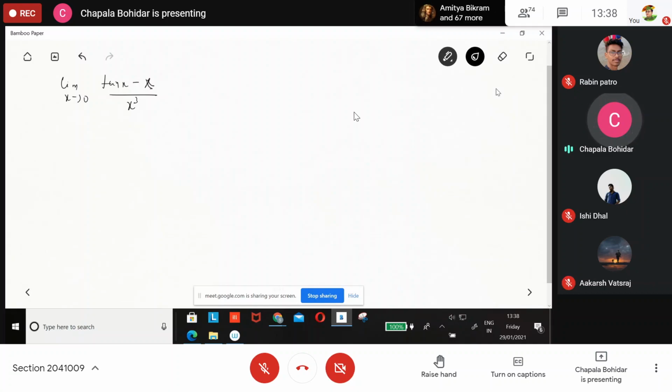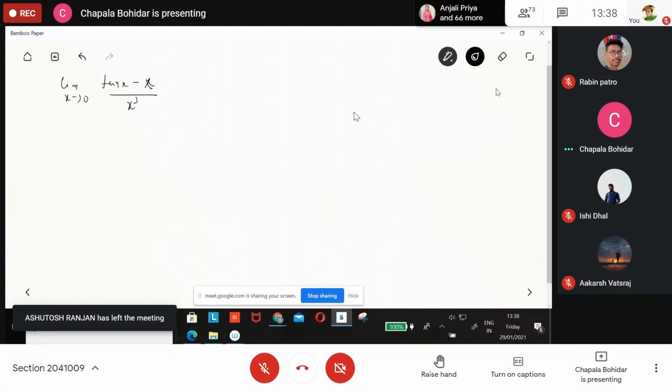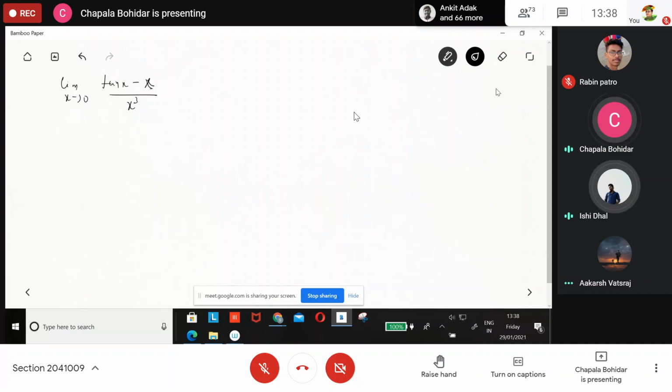All of you got it, or shall I solve? It is in which form? As x tends to 0, it is the 0 by 0 form. Yes, it is 0 by 0. So L'Hospital rule, limit x tends to 0. What do you write? Differentiating tan x minus x gives sec square x minus 1, and x cube gives 3x square. Then it is 3.